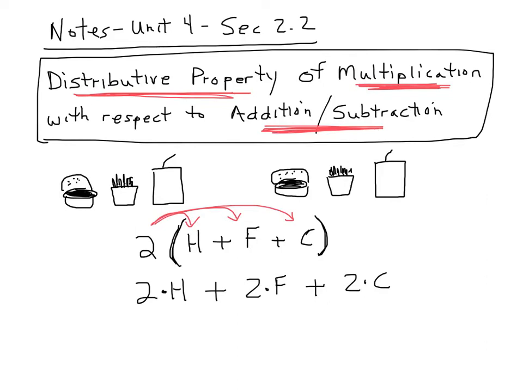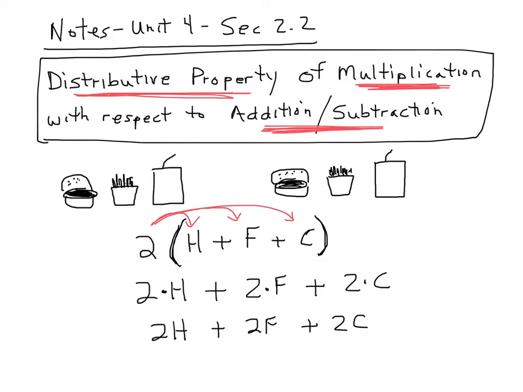And a better way to write that, instead of 2 times H, I'm just going to write 2H. And instead of 2 times F, I'm going to write 2F. And instead of 2 times C, I'm going to write 2C. And that's it. 2 hamburgers and 2 fries and 2 Cokes. Now I can't add 2H and 2F and 2C together because they're not the same things. They're not like terms. I can't add hamburgers and fries. I don't know what I would get. So that's my final answer, and that just shows you the distributive property. The distributive property of multiplication, this outside number is being multiplied, with respect to addition in this case, because inside the parentheses we have addition.